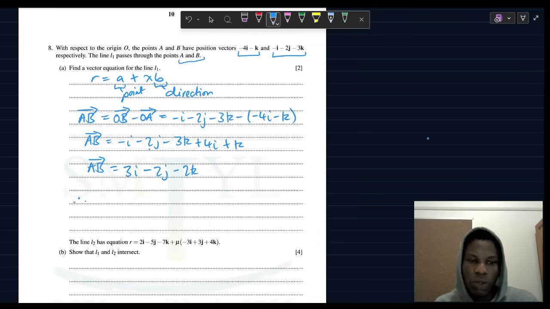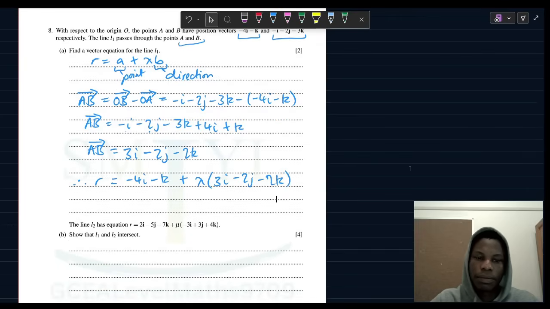So we can conclude that the vector equation of our line is r is equal to a. a is the position vector of any point on the line, so we can use negative 4i, negative k, or negative i, negative 2j, negative 3k. I'll use negative 4i, negative k because it's simpler. Negative 4i, negative k, plus, so this is just a variable, plus lambda, and then our direction. Our direction is 3i minus 2j minus 2k.